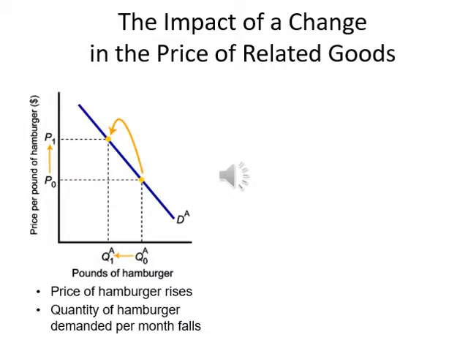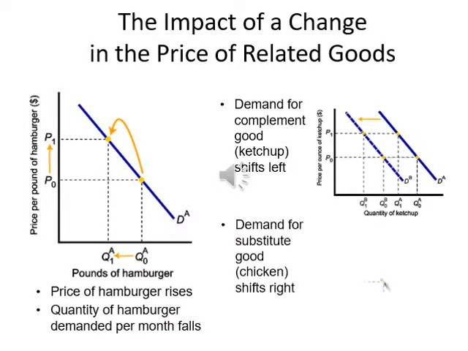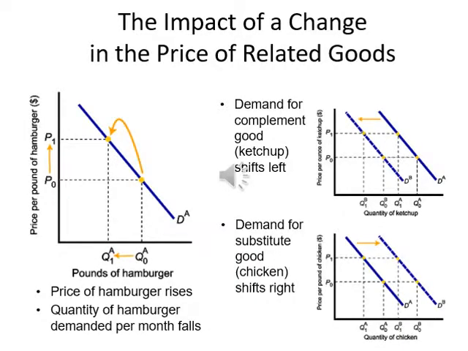When the price of hamburger rises, quantity of hamburger demanded per month falls. The change in price of hamburger results in an impact on the demand for related goods. First, demand for complement good, ketchup, shifts left. Second, demand for substitute good, chicken, shifts right.